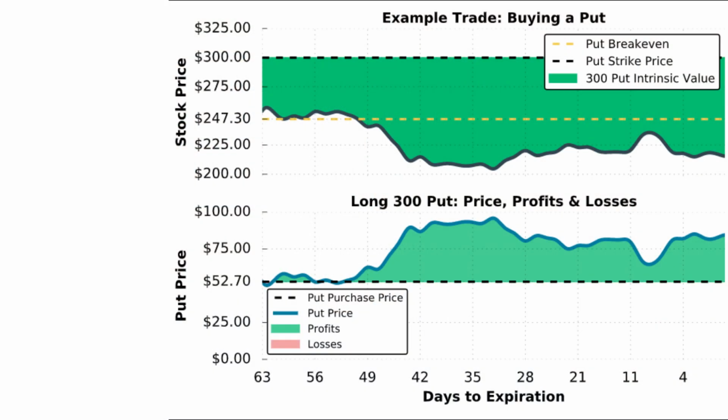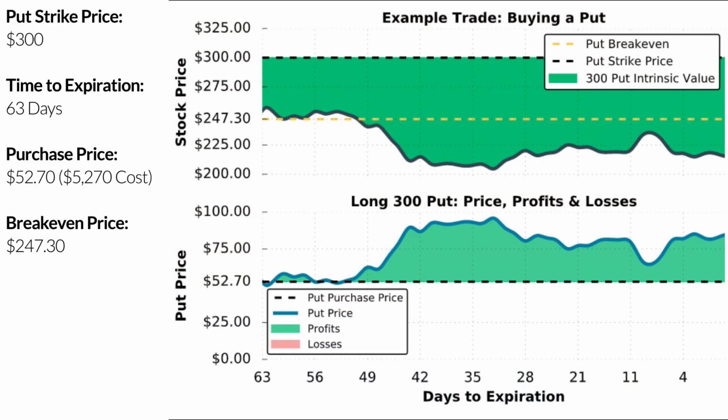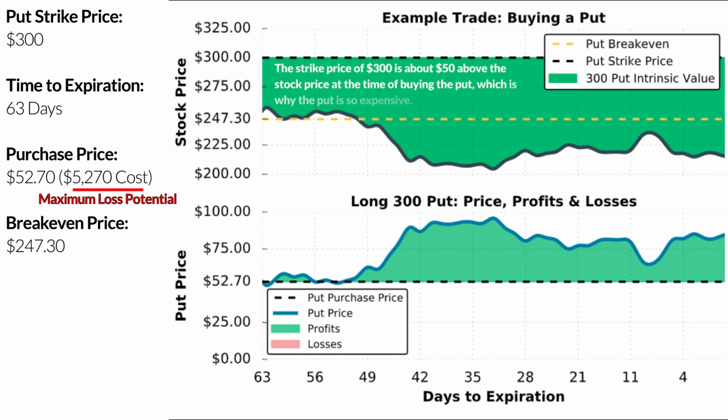In this example, a put option with a strike price of $300 and 63 days to expiration is purchased for $52.70, which gives the trade a break-even price of $247.30. The maximum loss potential of this position is $5,270 per put contract purchased. The put is so expensive in this example because the strike price is way above the current stock price, which means the put has lots of intrinsic value at the time of entering the trade.